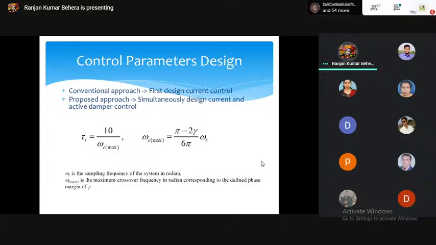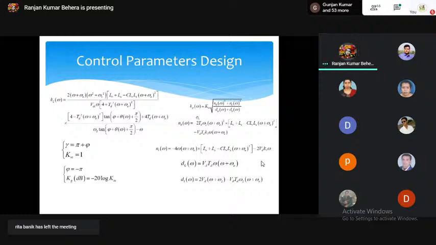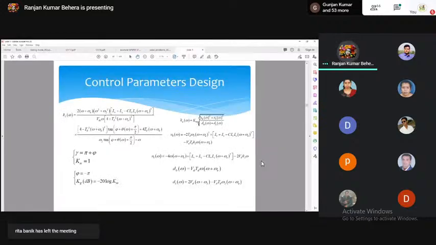So then there are many mathematical equations for the different controllers. If anybody has any questions, we can discuss. If you have any question, you can just stop me and I will be happy to answer. Or you can put it in the chat box also, and this way we can discuss.